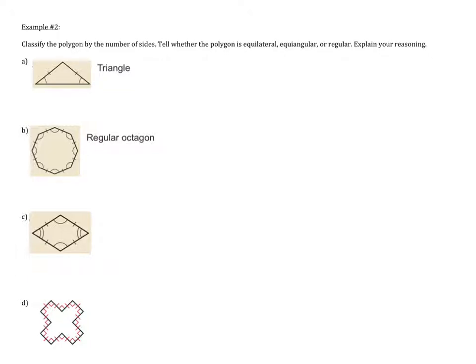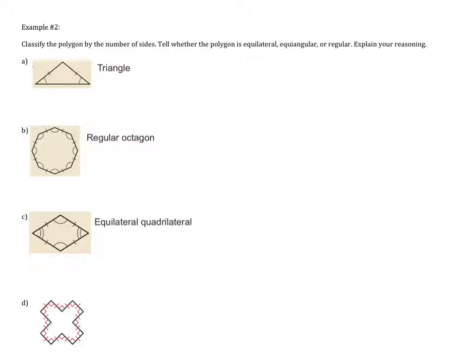However, I also notice that the angles are marked. This angle would be congruent to this angle because there's 1 crescent, and this angle is congruent to this angle because there's 2. However, all 4 angles are not congruent to each other, so it is not an equiangular polygon. So therefore, the only way we can classify this is as an equilateral quadrilateral.